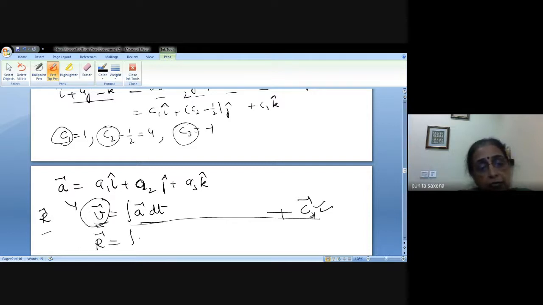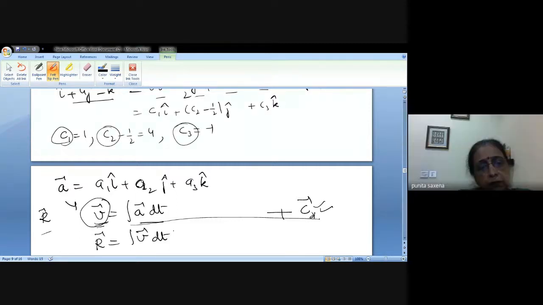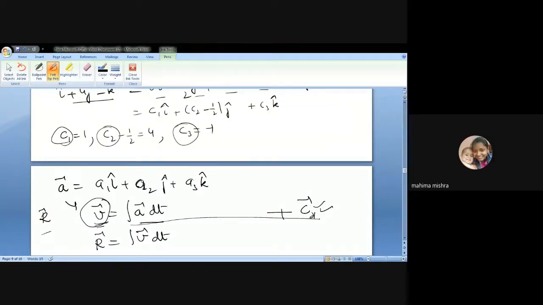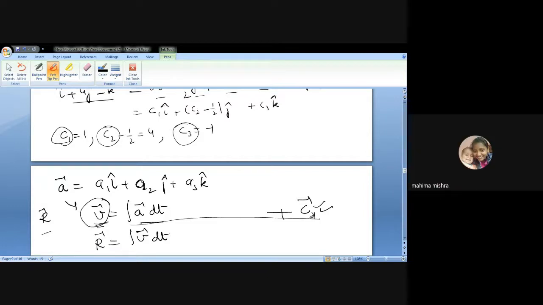Ma'am, you have explained that the integration of acceleration is jerk. Please write it in the chat box, your voice is breaking. The integration of acceleration is velocity. The rate of change of velocity is acceleration, so you don't go the opposite way. Yes, ma'am. Okay.